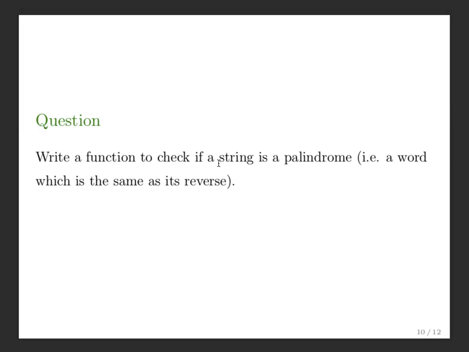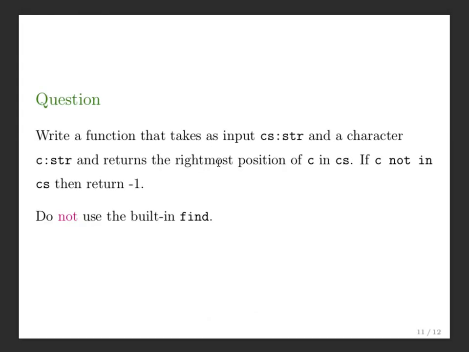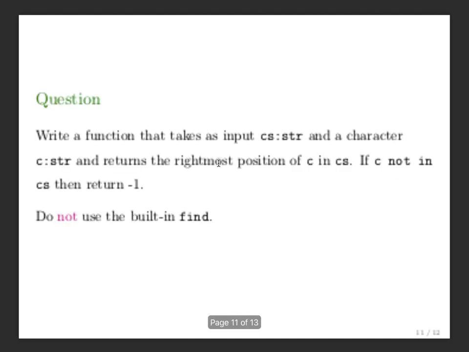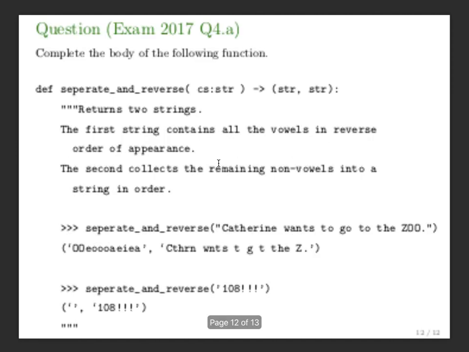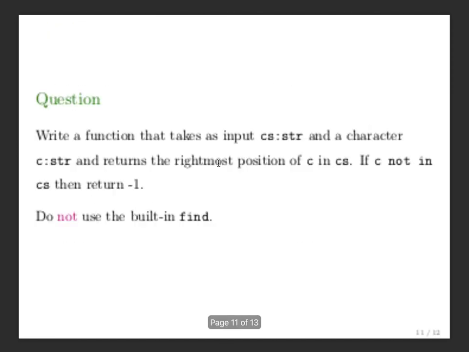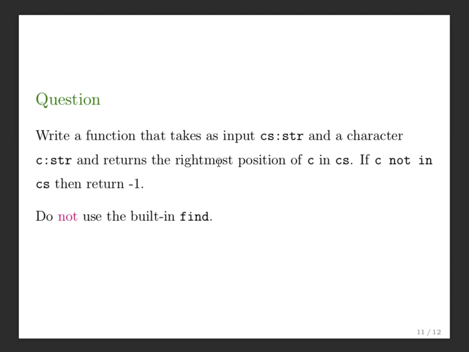One more? Yeah, one more? Let's pick one, though. Okay, there's 2 more, and you can choose which one you want. One of them I'll do, the other one you can do. So write a function that takes as input C's and a character C and returns the rightmost position of C in C's. And if that position doesn't exist, then it returns -1. Do not use the built-in find command.